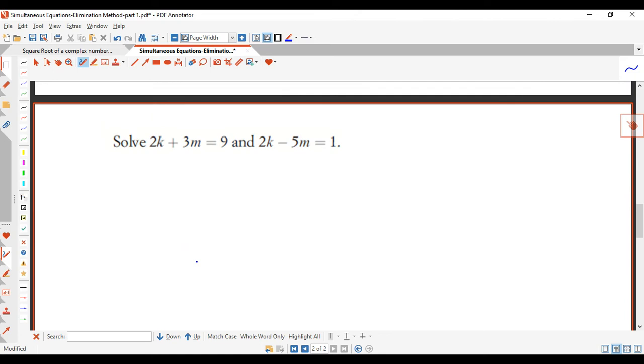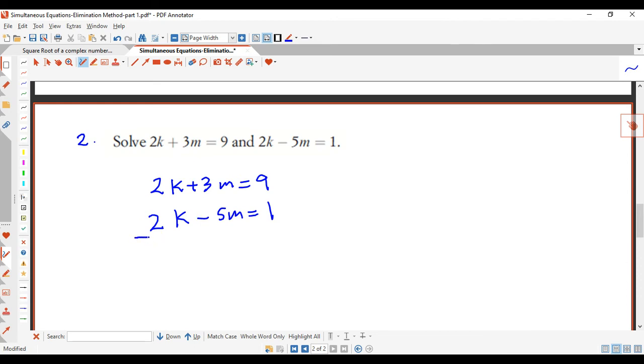All right, so let's have a look at question 2. Here we go. Let's call this question 2. So copy this down. So same thing as before. I'm going to write down both equations, but I'm going to write them down so that one is underneath the other one. I'm going to do that so that they all line up. So the k terms line up, the m terms line up, the 9 and the 1 lines up, the equal sign lines up.